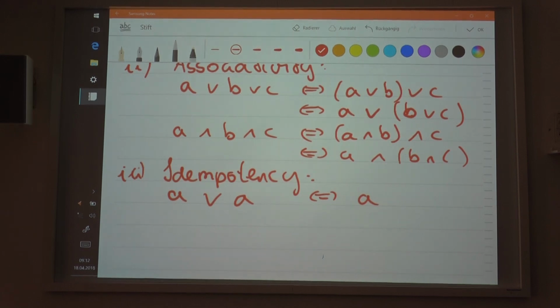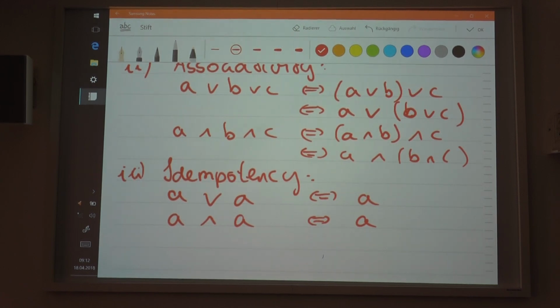Okay, so in this case you say that this operator is idempotent. The disjunction is idempotent, which means that if you perform it on the statement with itself, then what you're going to get is the statement, because these two things are equivalent. The same thing holds for the conjunction as well. So you say that the conjunction is also idempotent in this case.